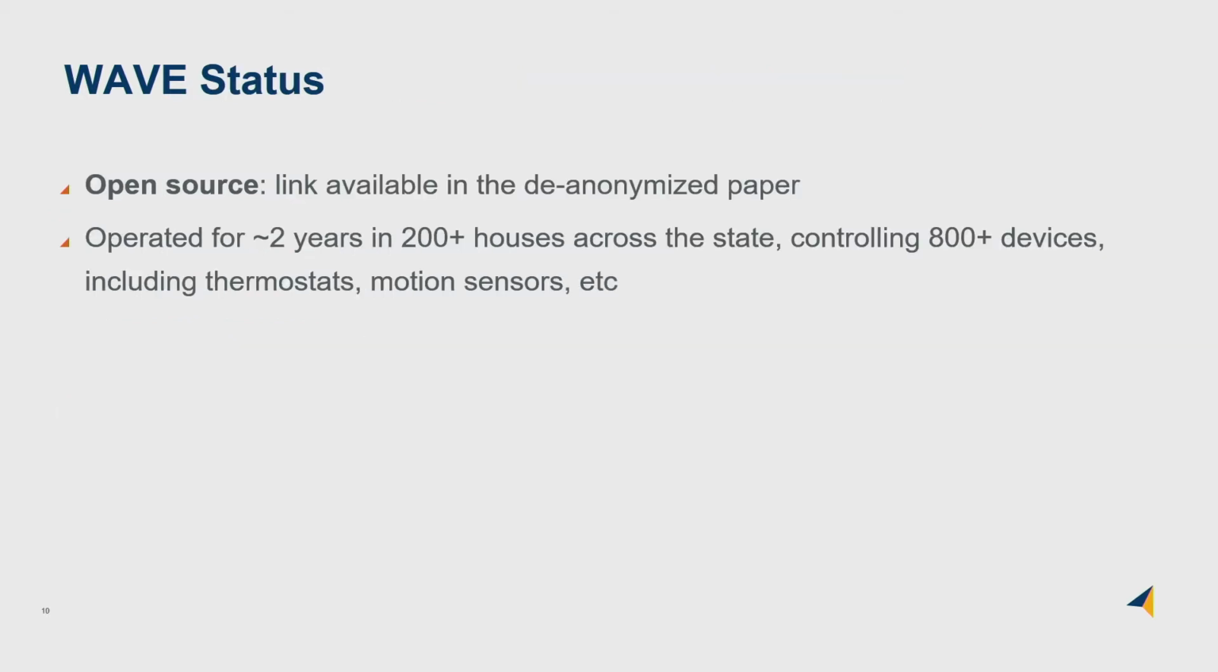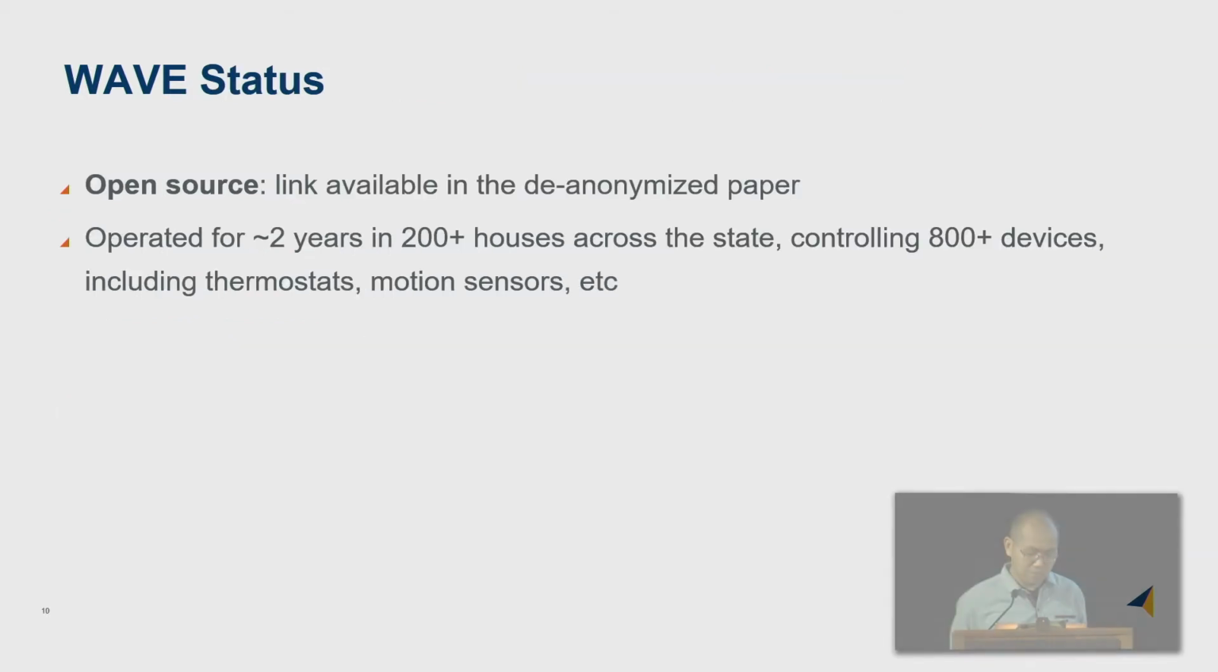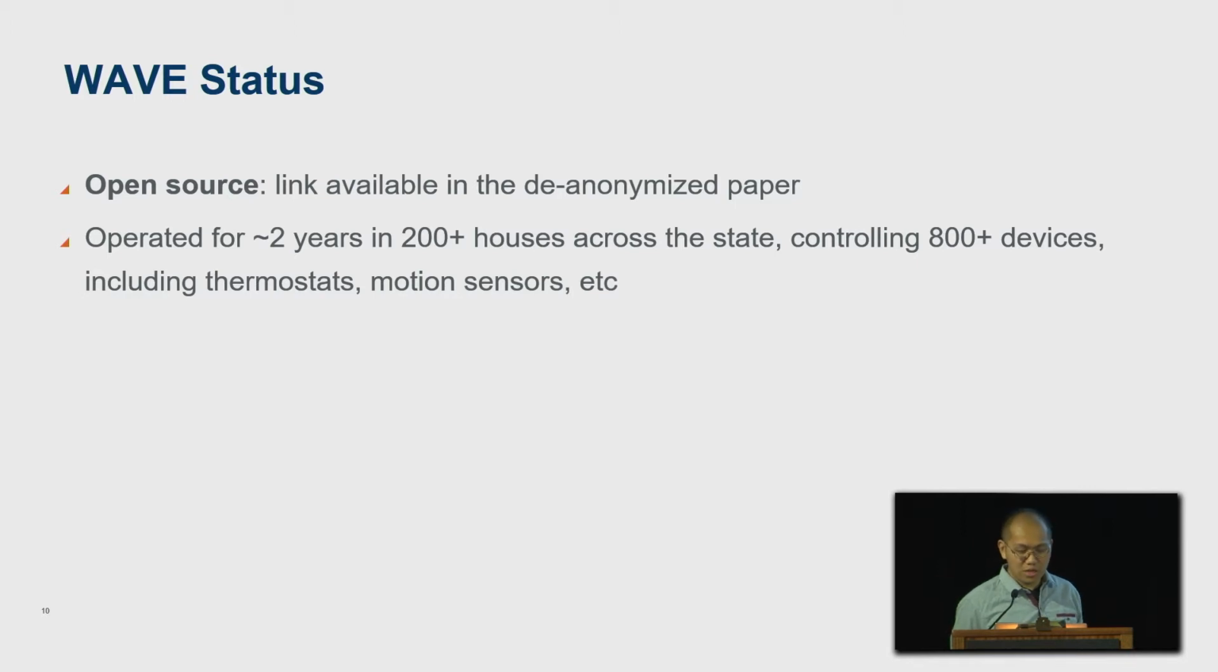The Wave paper is currently under publication. Its link will be available in the anonymized paper, so it will be available soon. But the Wave project itself has been operating for about 2 years in more than 200 houses across the states, controlling more than 800 devices, including thermostats, motion sensors, etc. So it has been showing quite a good example of how to run it in those IoT environments.